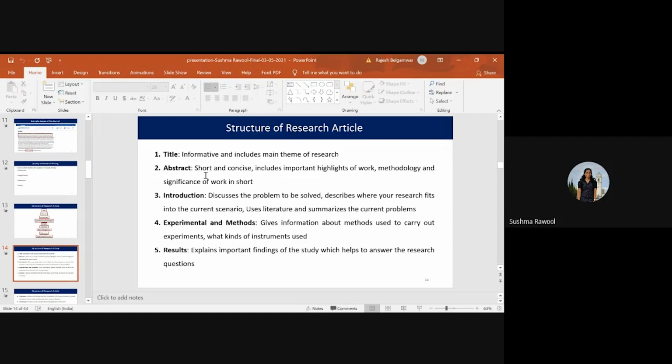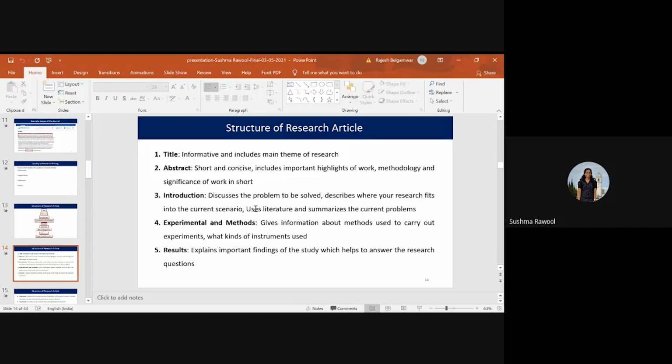The next is the abstract. Abstract has to be short and concise, and it must include why you have taken this problem. The first line should state why you want to go into this field, why you want to address this problem. Then next is how you did it and what are the significant data of your work. That has to be given very briefly. That is what the abstract means.